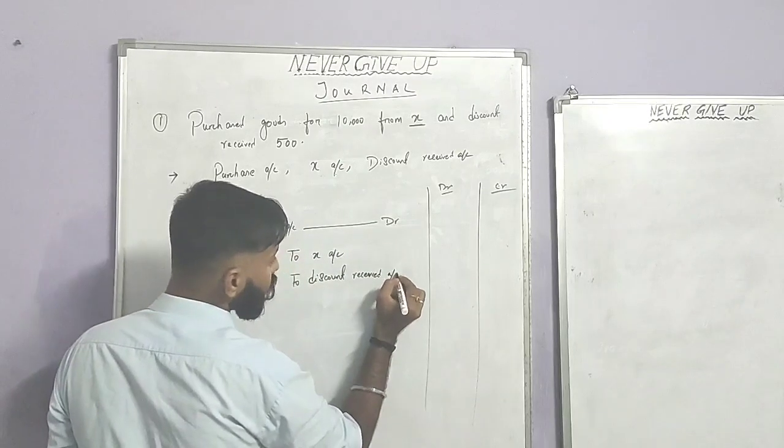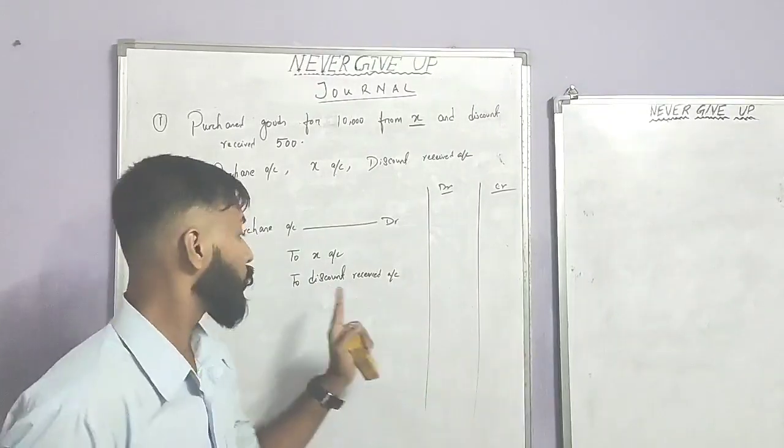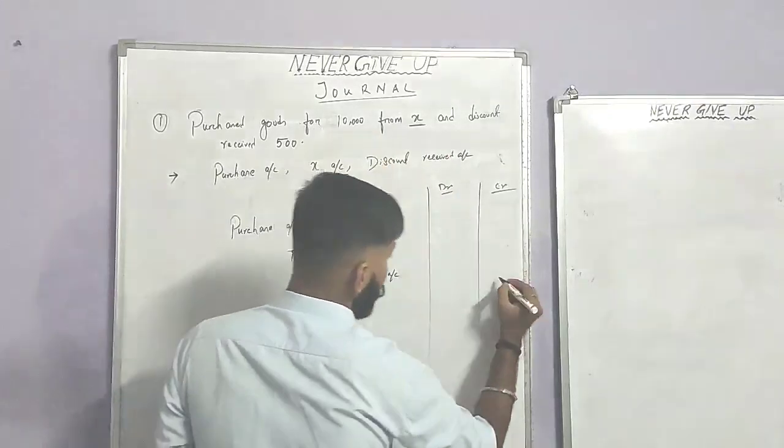According to the nominal rule, any income is credit. So discount received is gain or income, so it will be credit. Alright. So discount received is how much? 500 rupees.